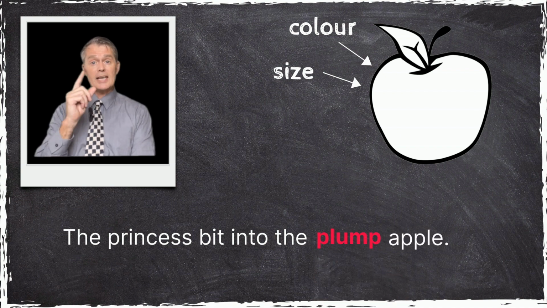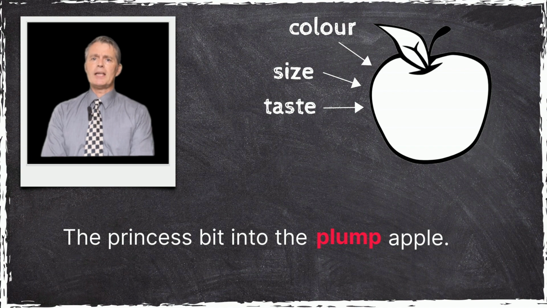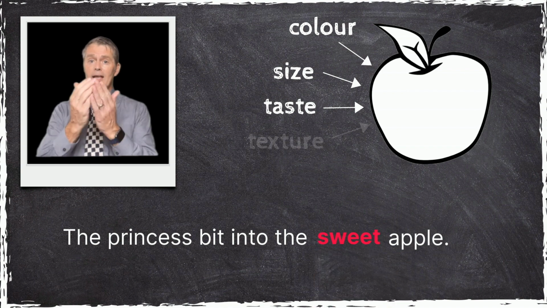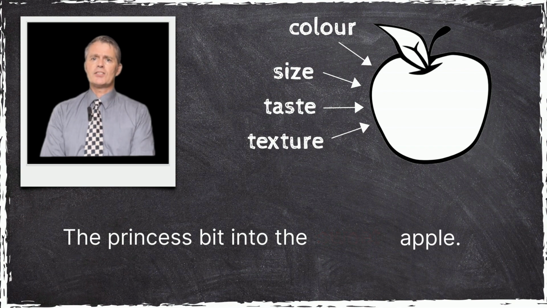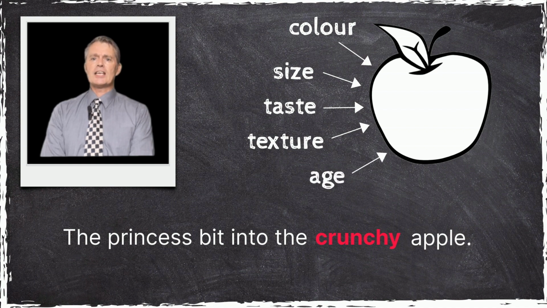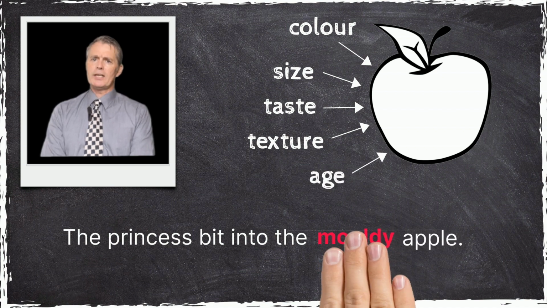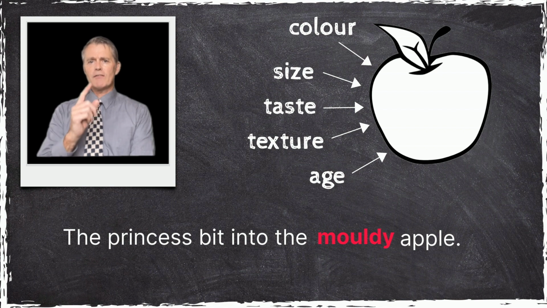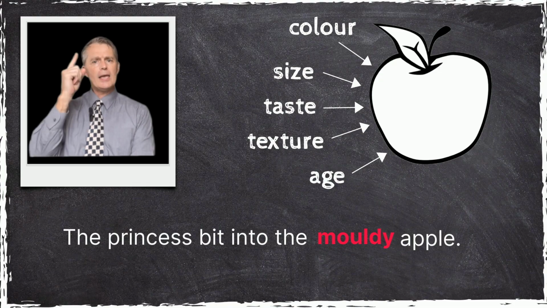Or its taste. The princess bit into the sweet apple. Or its texture. The princess bit into the crunchy apple. Or its age. The princess bit into the mouldy apple. Your choice of adjective completely changes what your reader imagines.